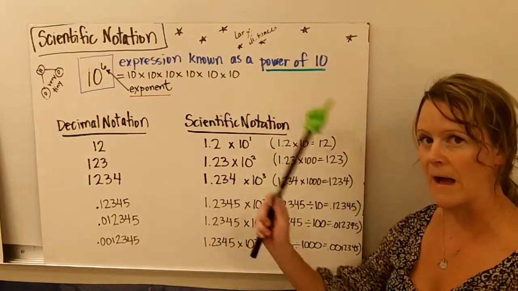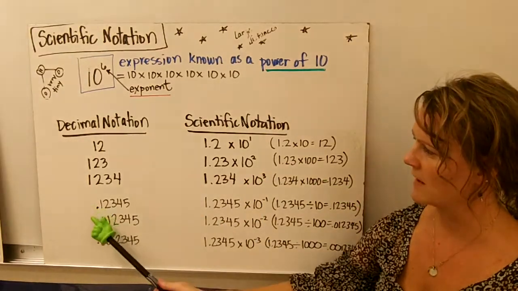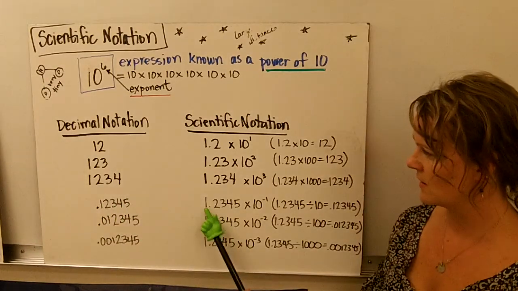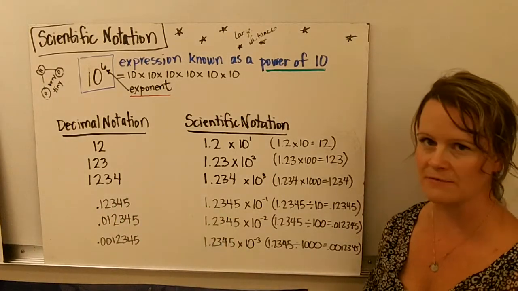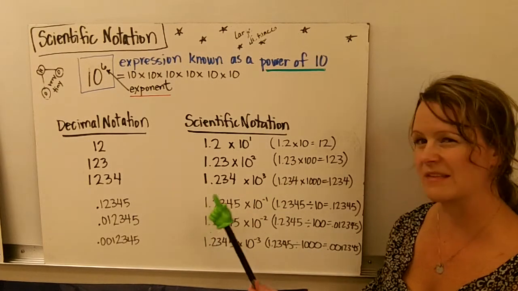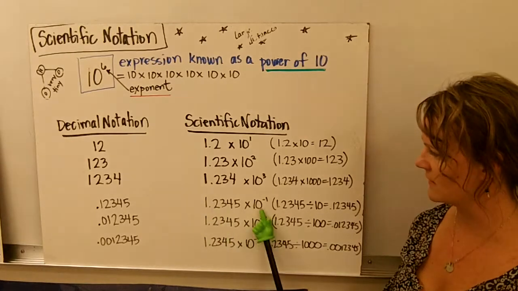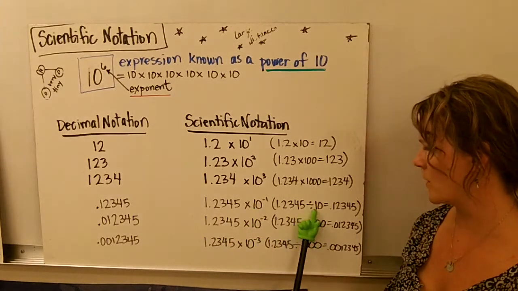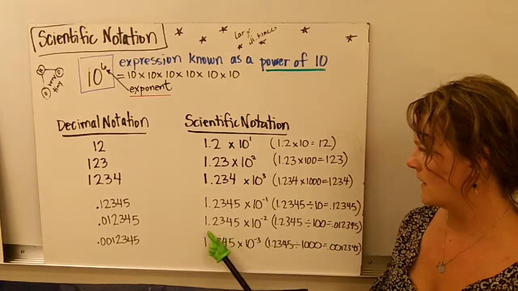Of course, we can also go backwards. So if we want to represent 0.12345 in scientific notation, we're going to, of course, have one number to the left of the decimal point. And this time we want to move that decimal point one space to the left. And so to do that, we're going to say that we're multiplying by 10 to the negative 1, or 1/10, or dividing by 10.